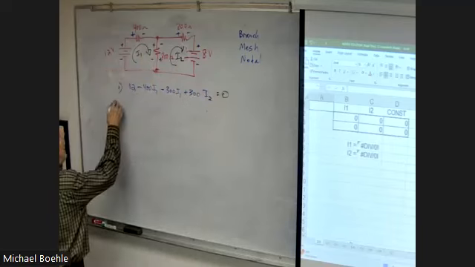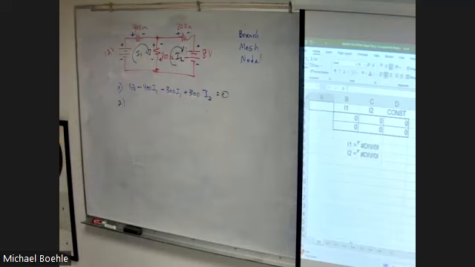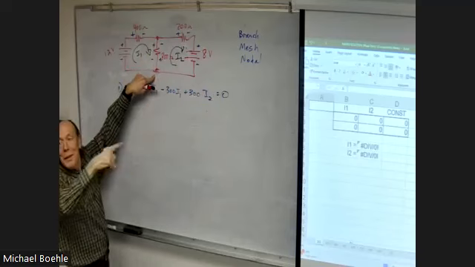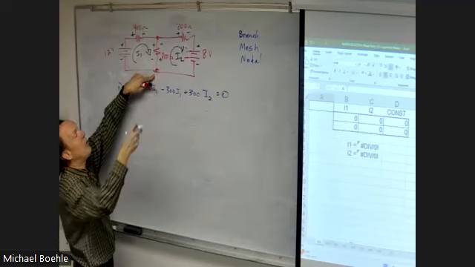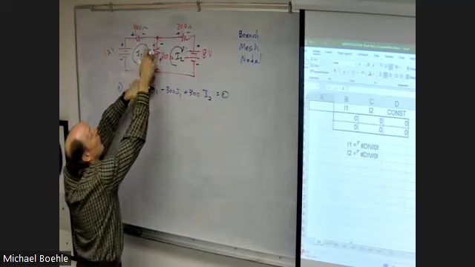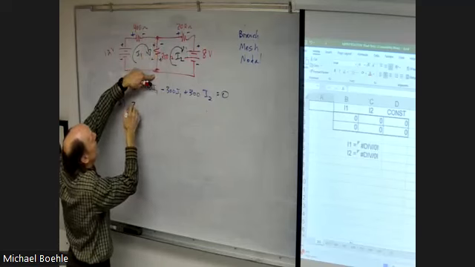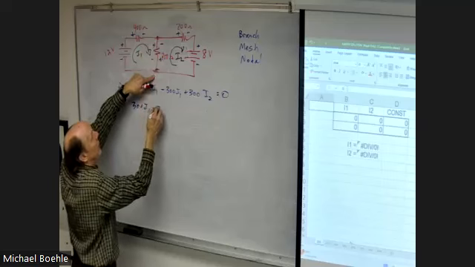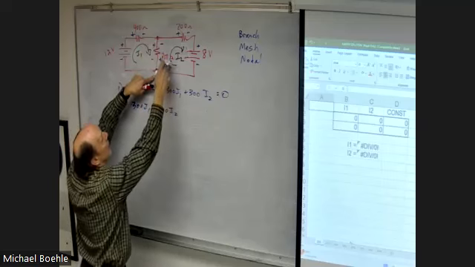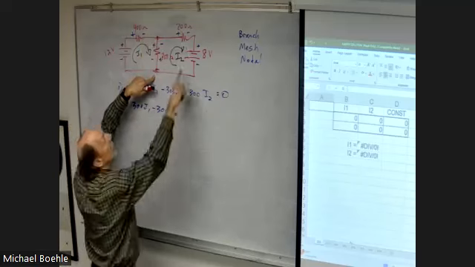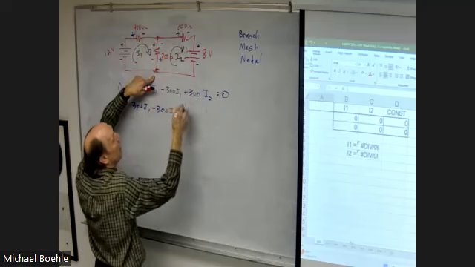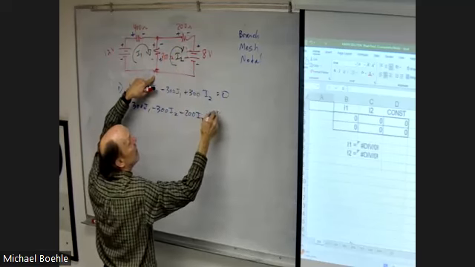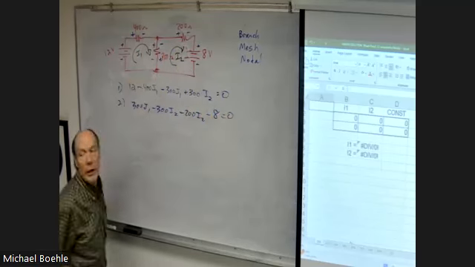Okay. Now, second equation, second loop. I'll start here. Again, the 300 ohm resistor has 2 contributors, right? Plus 300 times current 1 and minus 300 times current 2. Minus 200 times current 2 minus 8. Back where I started.